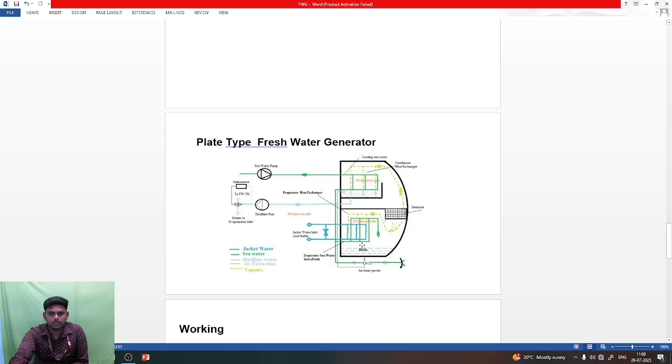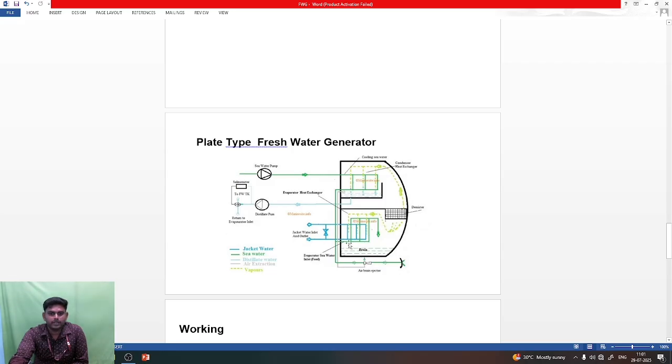Here we can see that the remaining seawater is drained to the brine at the bottom of the chamber. Here the brine water is also coming out, and the air is also coming out, because the system is getting a vacuum. The blue line is jacket water, the green line is seawater, and the light line is distilled water. Distilled water means our fresh water. Then air extraction, then vapors.